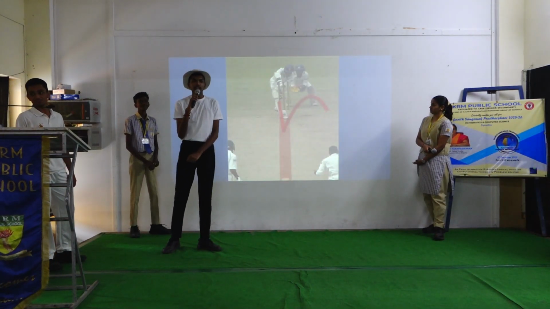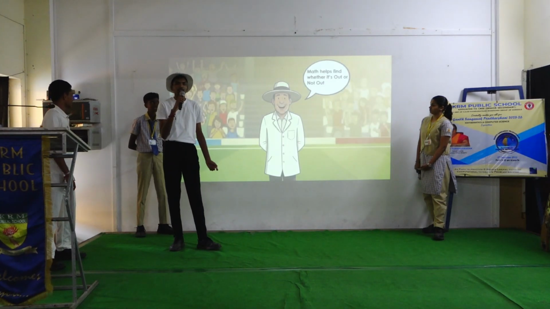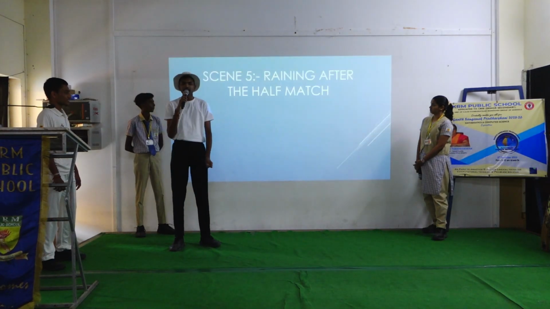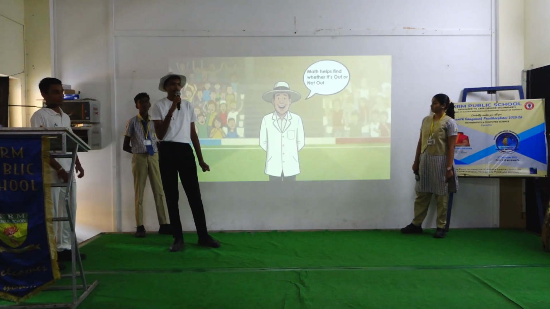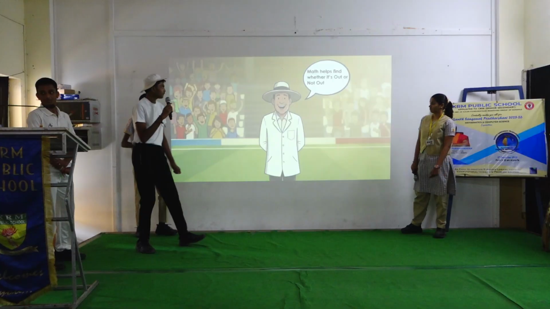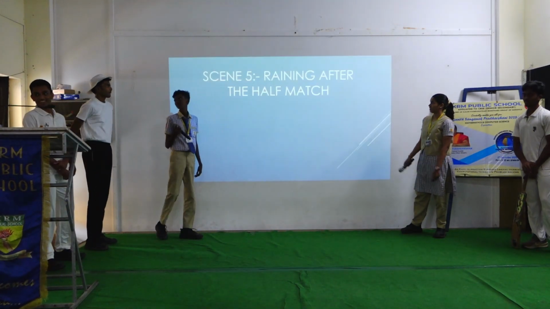In the DRS method, the height, angle and distance decide whether the batsman is out or not out, as the bowler bowls straight to the pad below the height of the stump, therefore it is out. Umpire made the decision. It's a wicket.